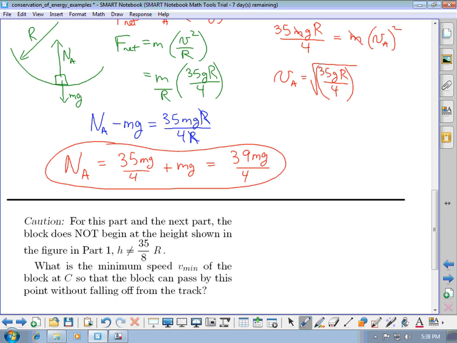And the main reason I want to work through an example like this is because it's very common for you to have to work things out in terms of variables on the free response section on the AP test. So I want to make sure that you would understand how to do that.